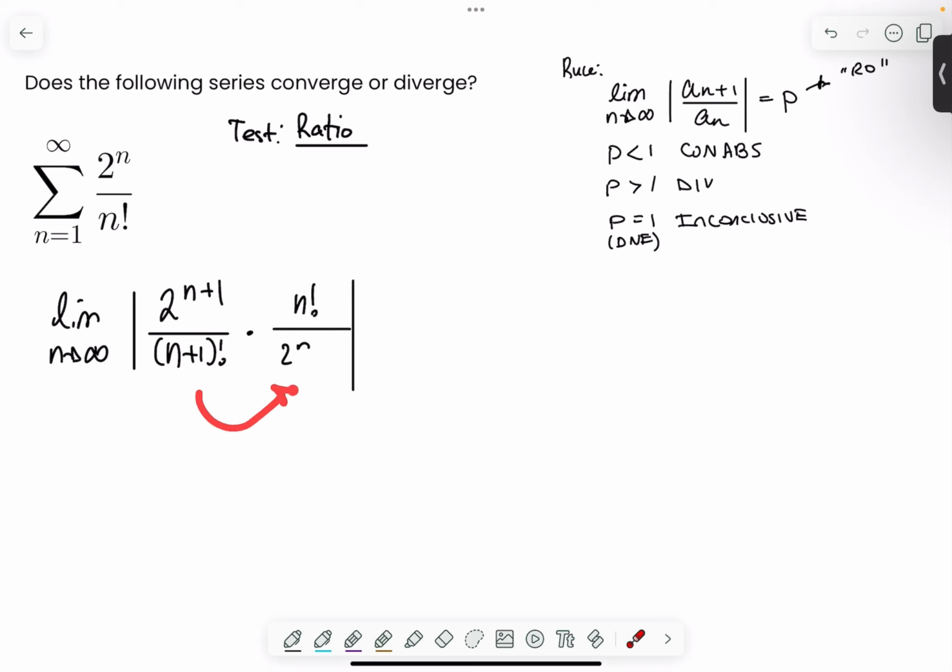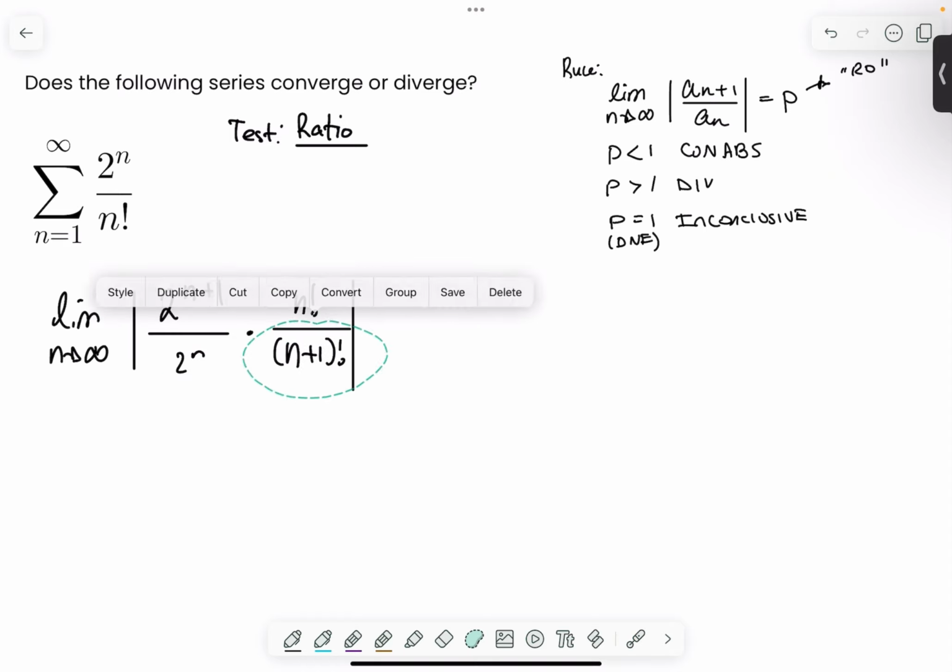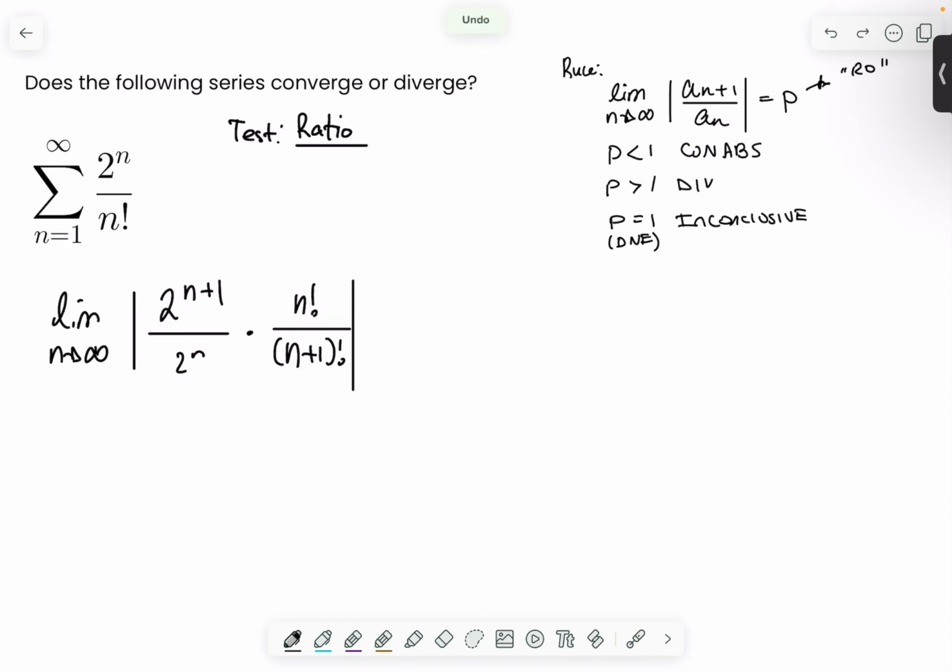At this step, always switch your denominators, because then the things that are most similar are next to each other, and it's easier to see what you can do. This here becomes 2 to the n times 2 to the first, and then you can cancel these out and you're just left with 2 to the first, which is just 2.